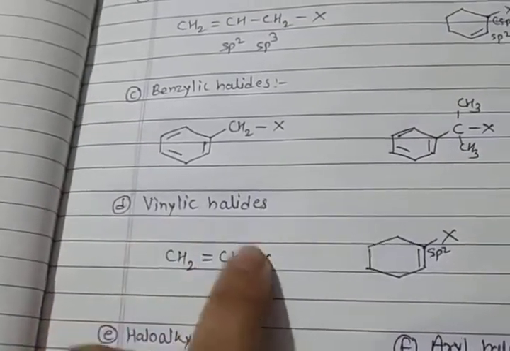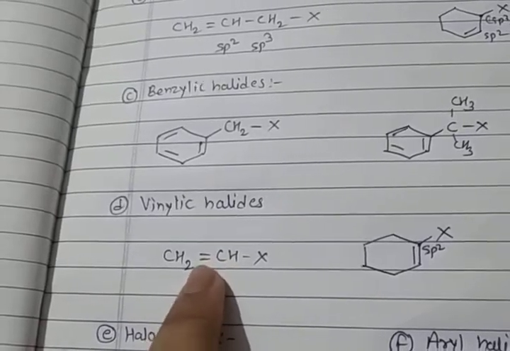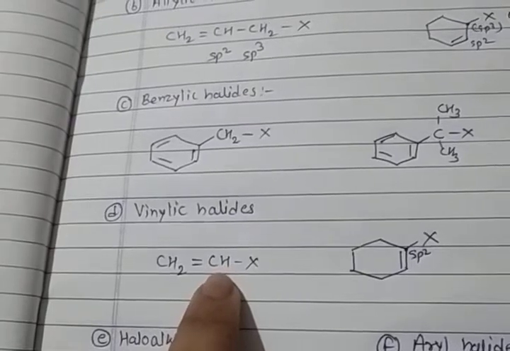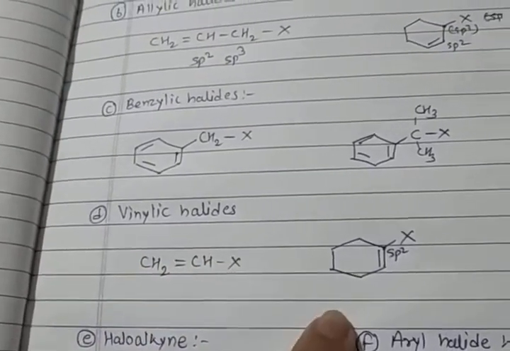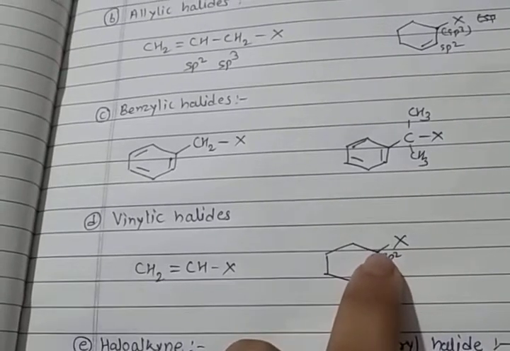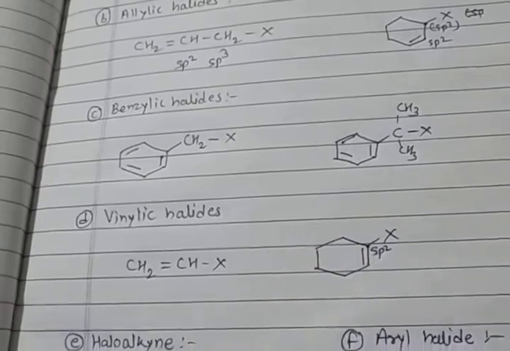Next category, vinylic halides. So halogen is attached to sp2 hybridized carbon because this carbon is having double bond. So halogen attached directly to the sp2 hybridized carbon is vinylic halide. Okay, in this example also, halogen is directly attached to sp2 hybridized carbon. So this is also vinylic halide.